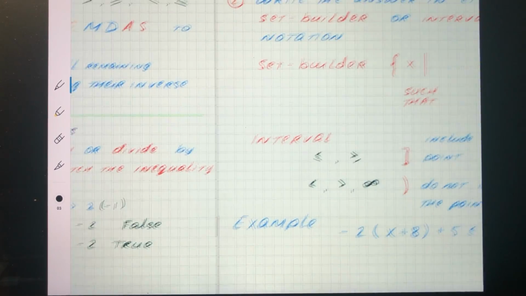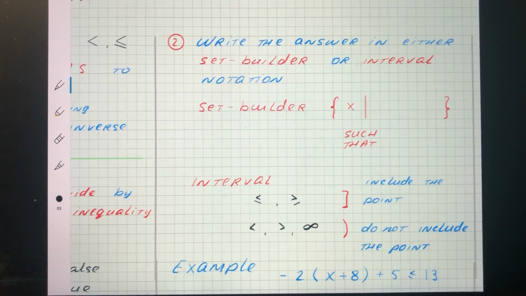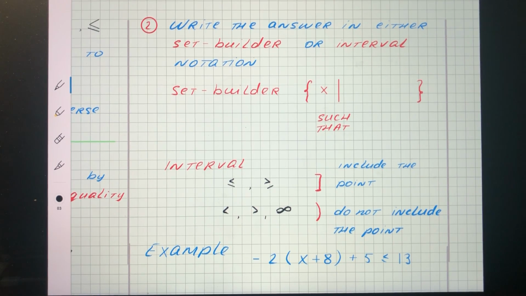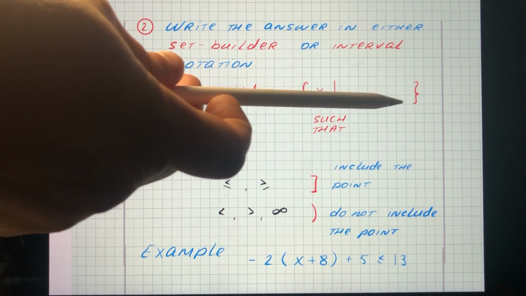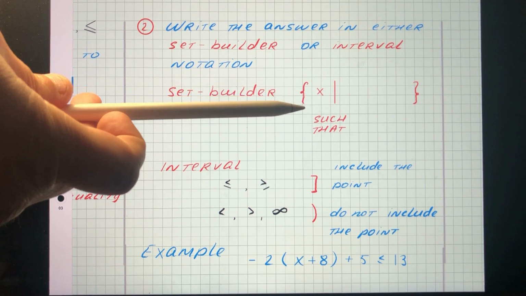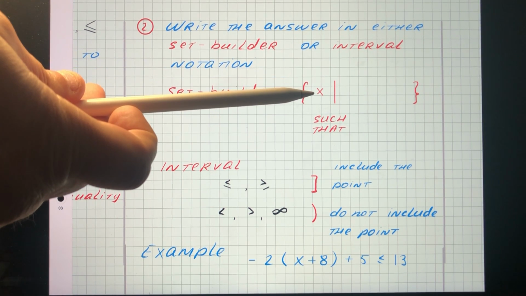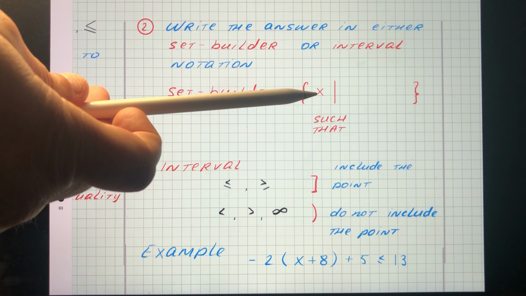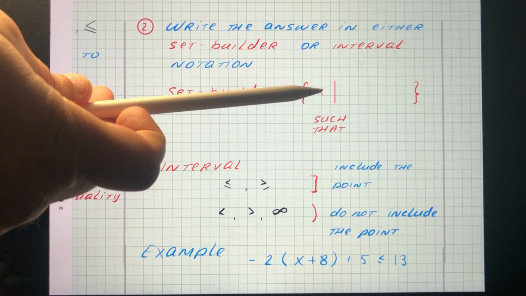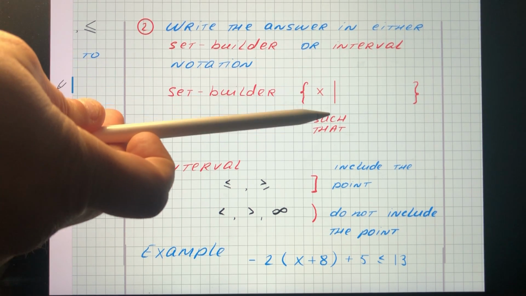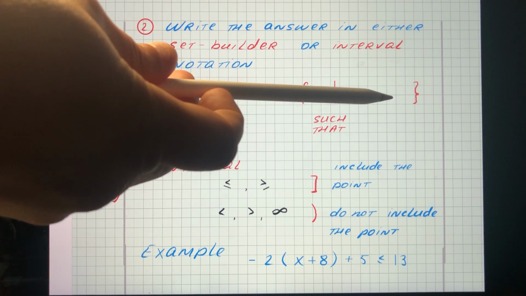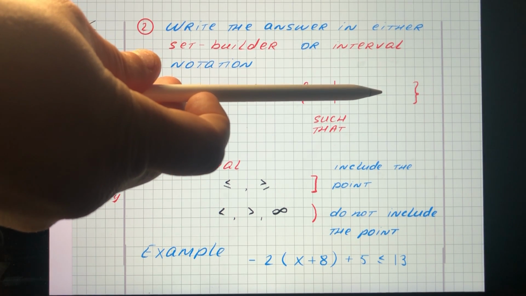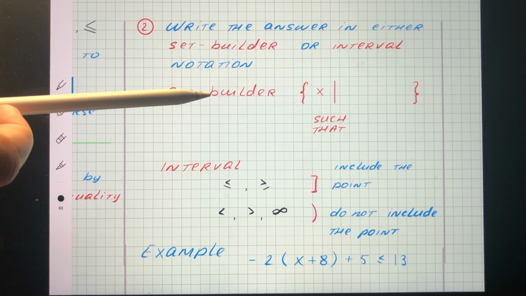There are two different ways to write the answer for the inequality. The first way is set builder notation. And in set builder notation, we have curly parentheses that shows that we have a set. Inside, we have a letter that we use, either x's or y's or whatever the inequality has. Vertical line means such that. And then there is a rule that describes what x's actually go into our set. That's a set builder notation.